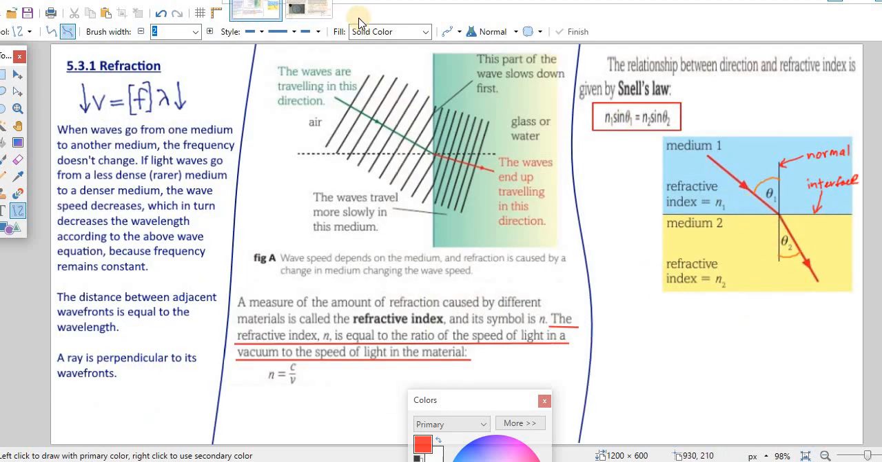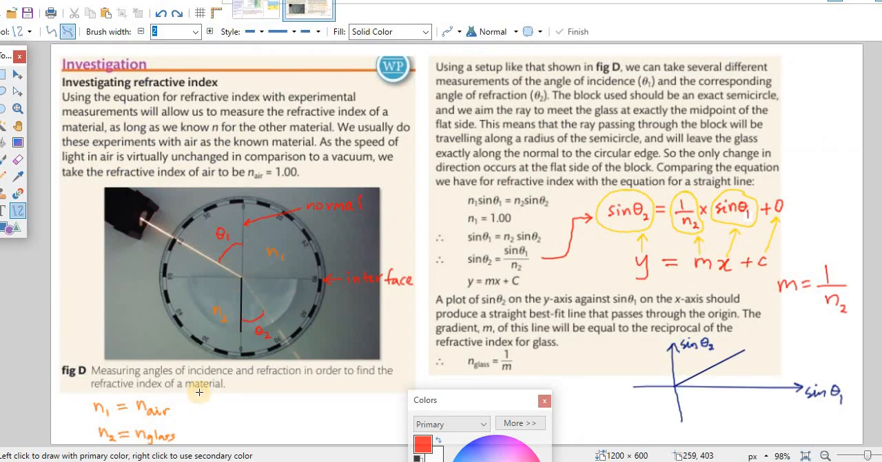Okay, this medium is like the medium here. So n2 is the refractive index of glass. I have written it here also, and then we get this. Now remember, the sine theta 2 versus sine theta 1 graph. Remember, this is the independent variable, this is the dependent variable. This depends on this. Remember, theta 2 depends on theta 1.